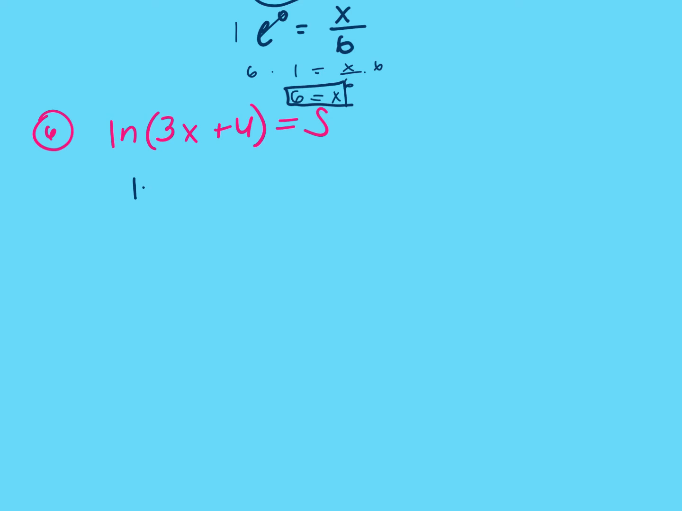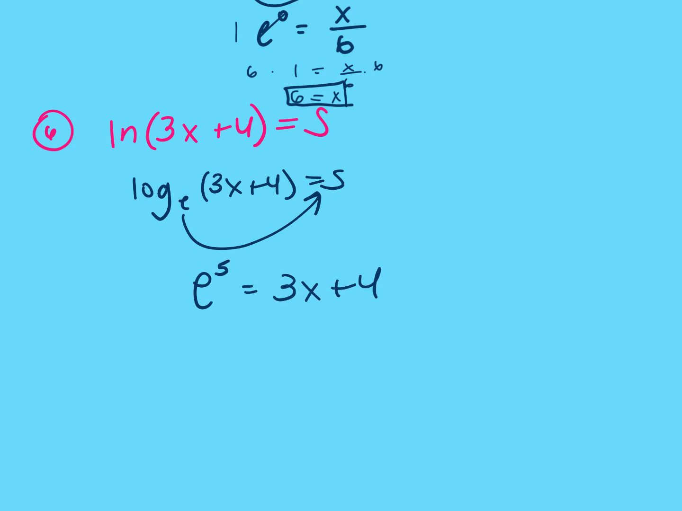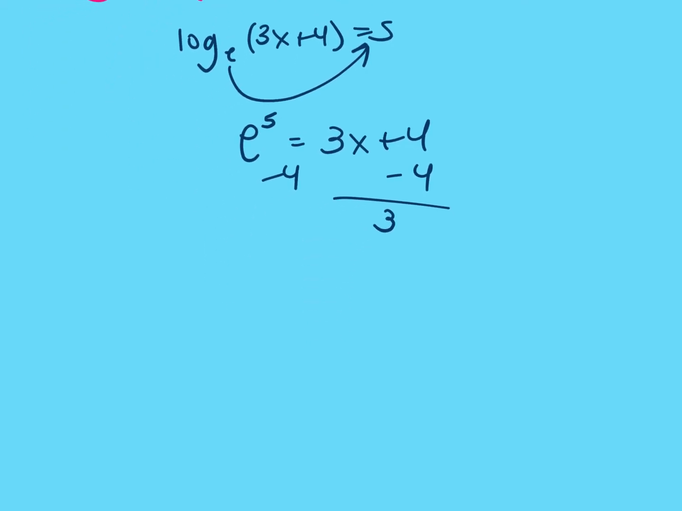Okay, 6 log base e of 3x plus 4 equals 5. E comes over and picks up the 5. I'm going to subtract the 4 and then divide by 3. So I could do it in a multi-step on my calculator: subtract 4, and then take that answer and divide it by 3.